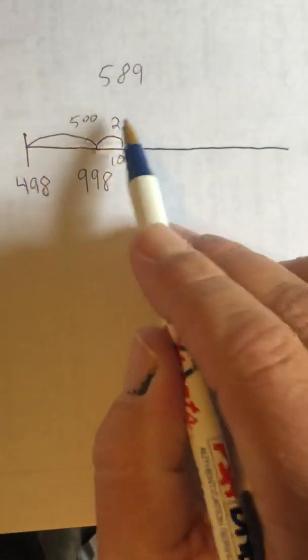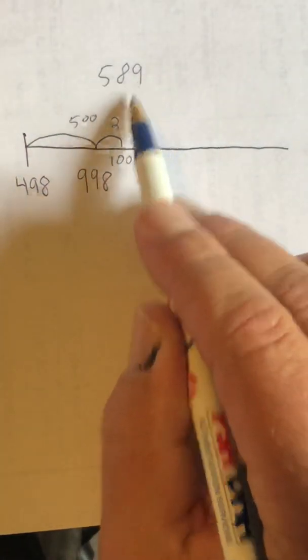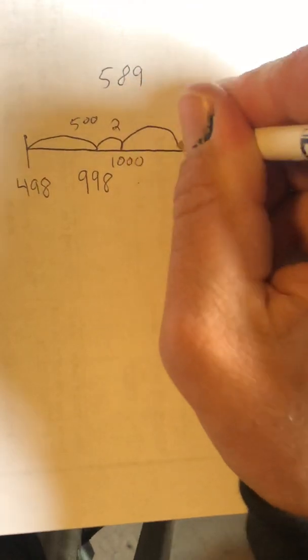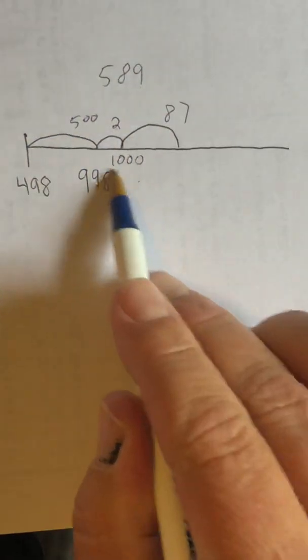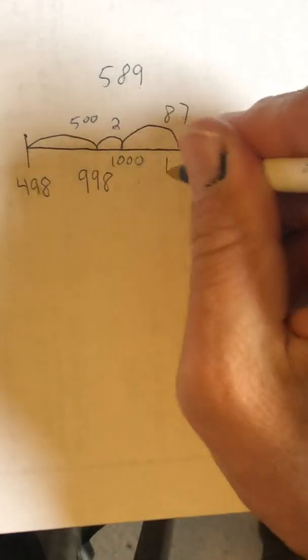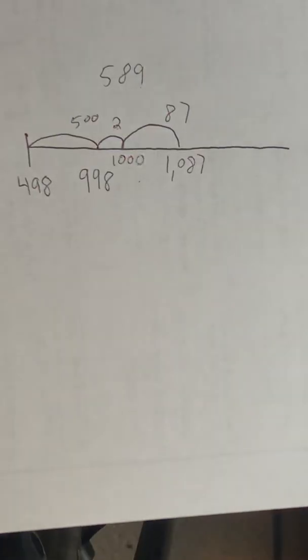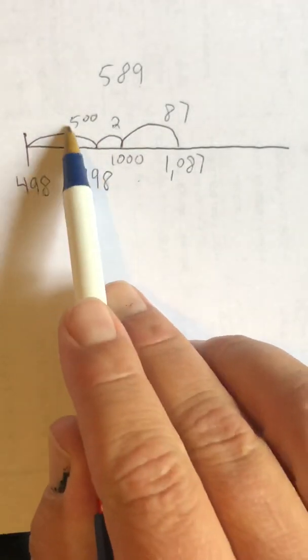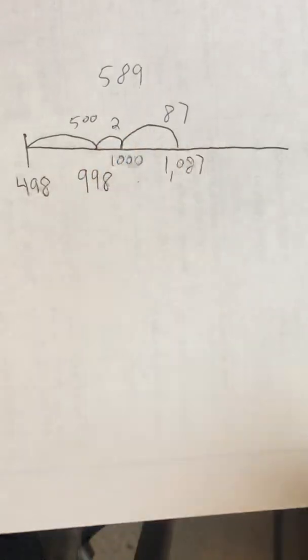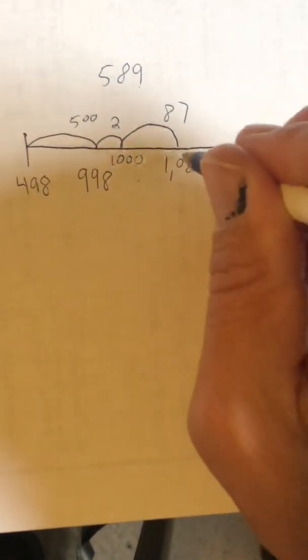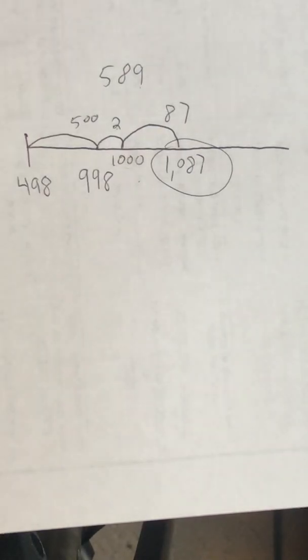So, well, let's see. So that's 502. I could add 87. And I can do 1,000 plus 87 in my head because it's 1,087. So see how I did that? I slowly chipped away at it using nice friendly numbers. So the answer is 1,087.